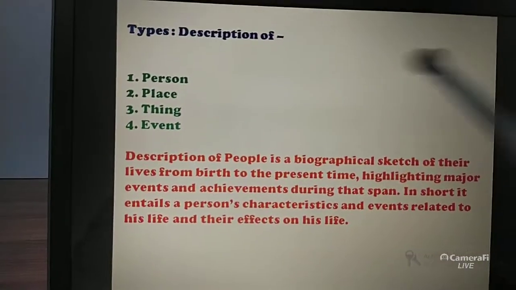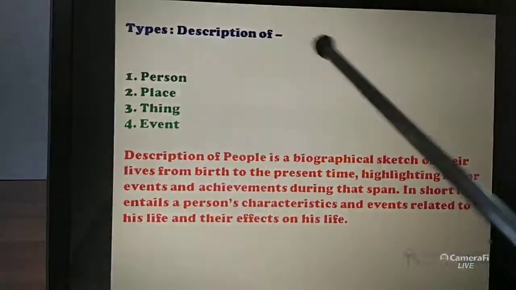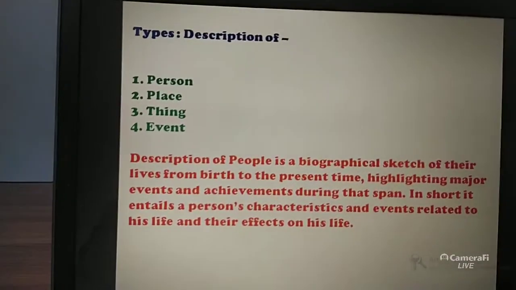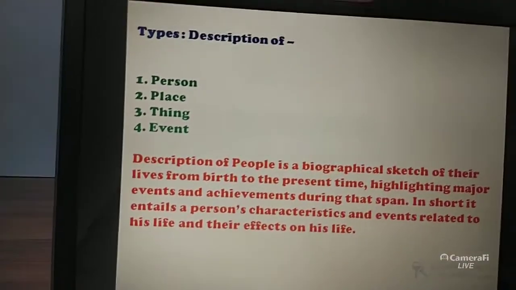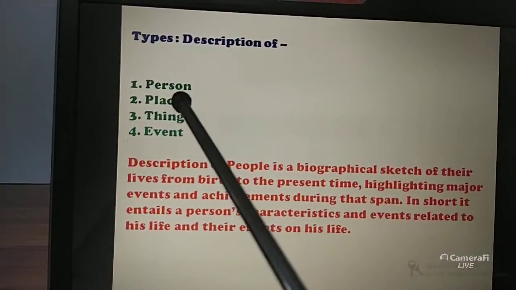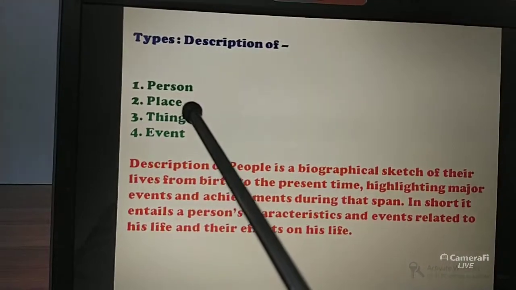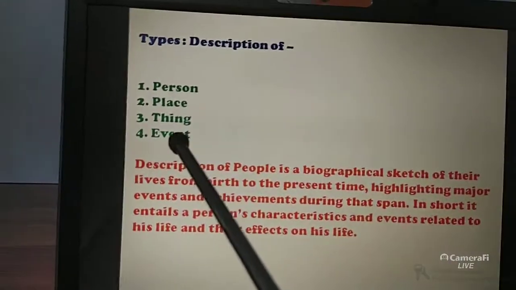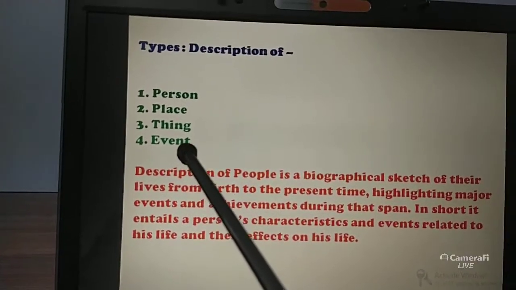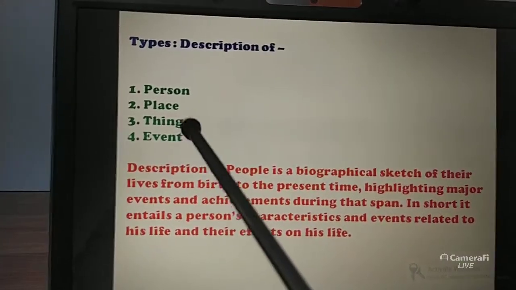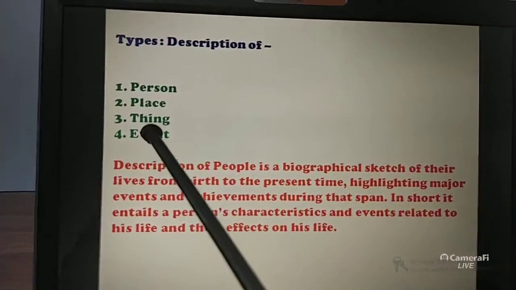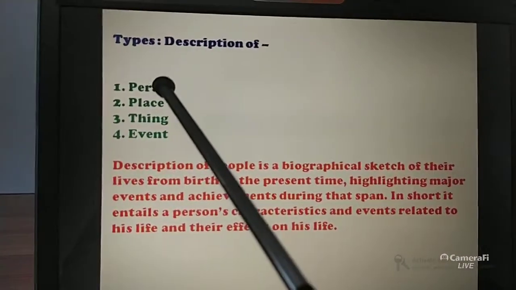So what do we do in a descriptive paragraph generally? What types of paragraphs generally come? A lot of paragraphs might come. One of them is definitely the description of a person, the description of a place, description of a thing, description of an event. Suppose Teachers' Day. Teachers' Day is an event. Suppose annual function. Annual function is an event. Describing a thing, describing a pencil, describing a pen, describing a place, where do I stay, describing a person.